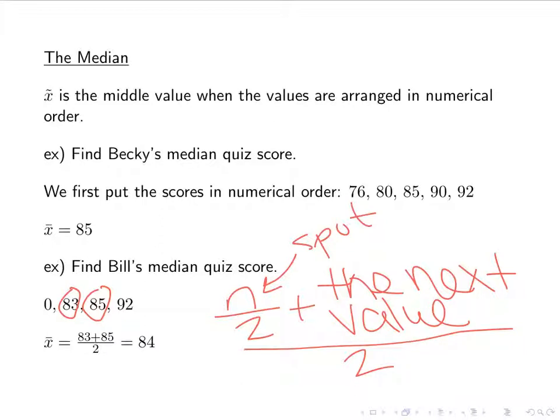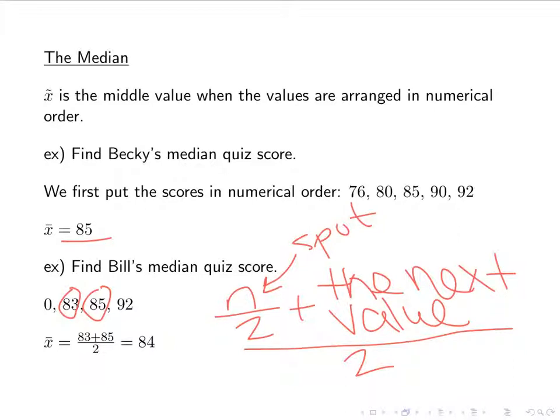Okay? And also, again, if we look at the medians, they are, in general, I think in this case, much more indicative of Becky and Bill as a student. Becky's median, 85, is very close to her mean. If we remember, that was an 84.6. And again, that's very much in the middle here.